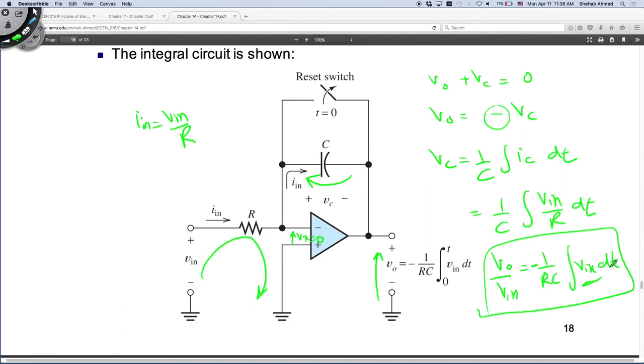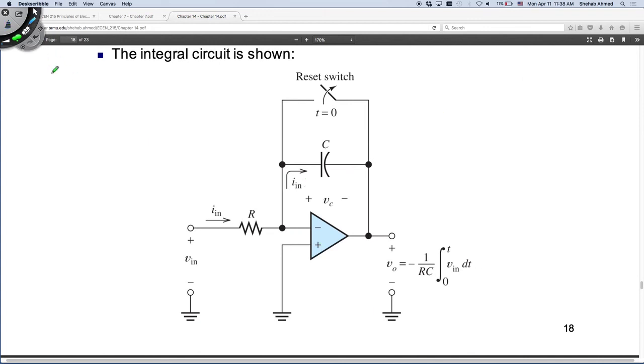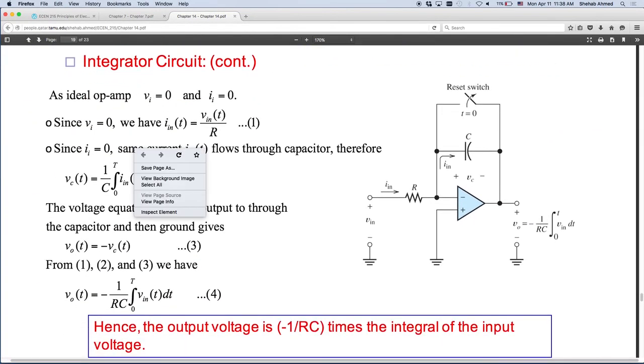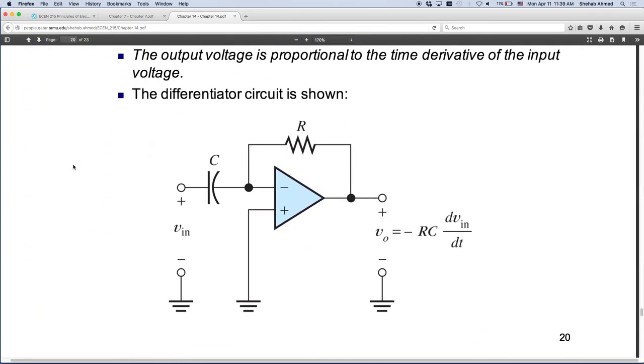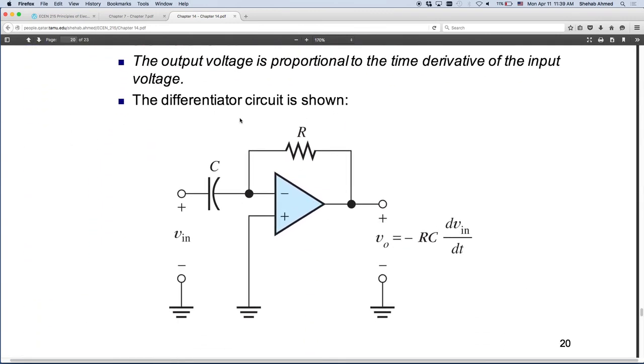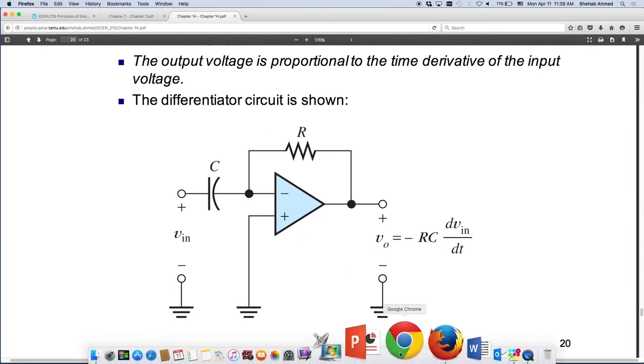Everybody's okay with this? Same approach, but let me swap the capacitor and resistor. Right? I'll swap the capacitor and the resistor. What do you think is going to happen? The exact opposite. Okay? So it will be a differentiator. So let's swap them and go back to try to analyze quickly.